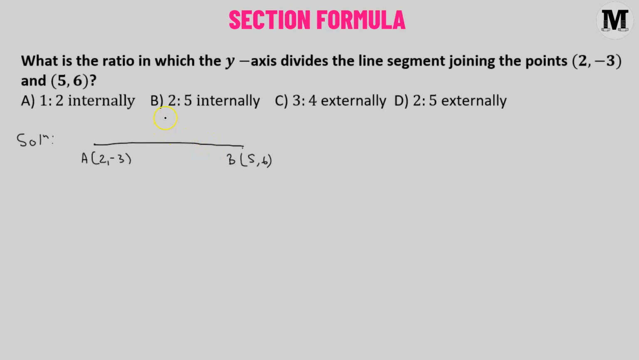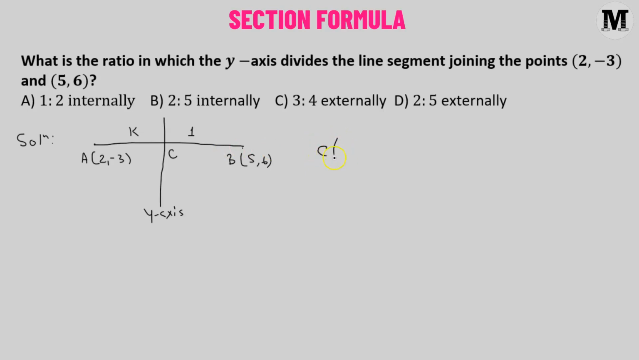Now, let's say we have the y-axis. The y-axis intersects the line AB at the point C, and it's also dividing AB into two segments in the ratio k:1. For the time being, we'll assume that the y-axis is dividing the line segment AB internally, so we can use the internal section formula to obtain the coordinates of point C.